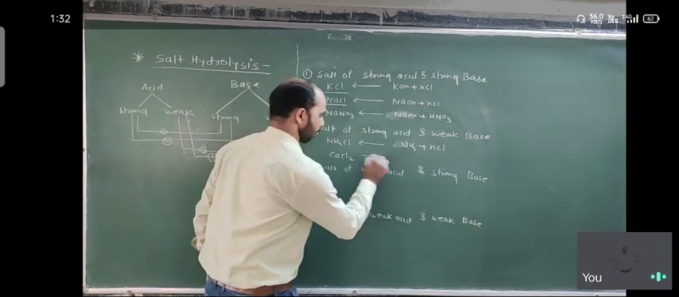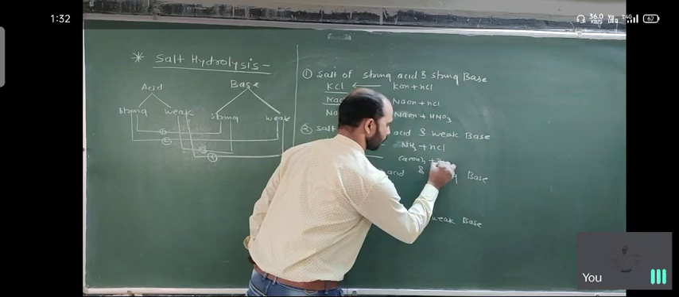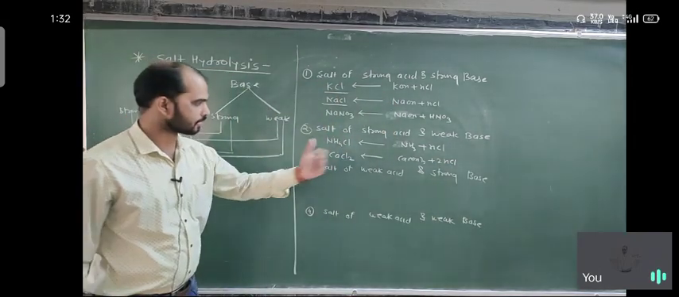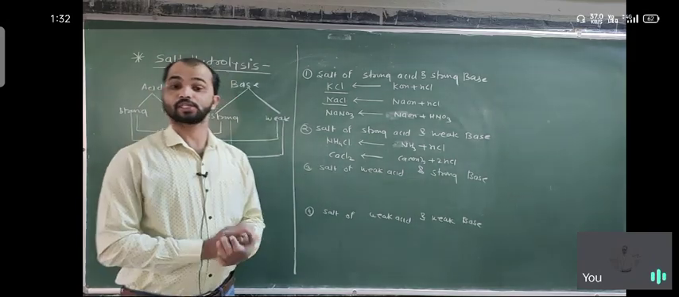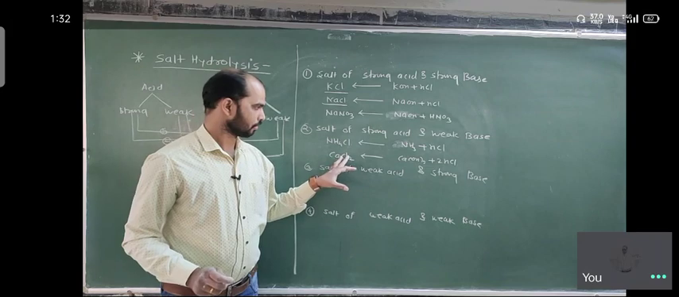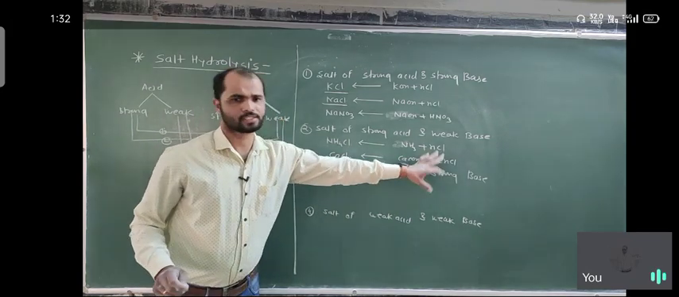CaCl2, how is it? Calcium hydroxide plus twice HCl. Calcium hydroxide plus twice HCl is the reaction. So CaCl2 is also from a weak base: calcium hydroxide is a weak base, HCl is a strong acid.